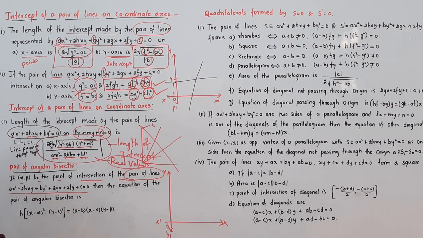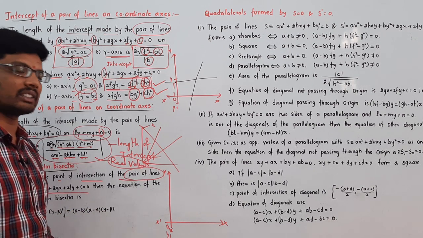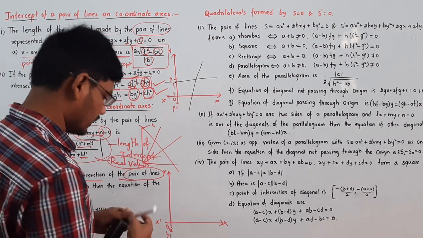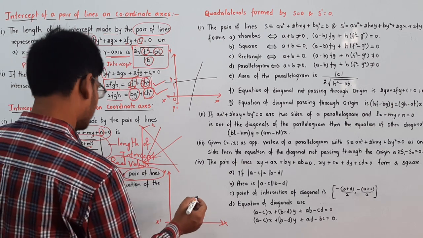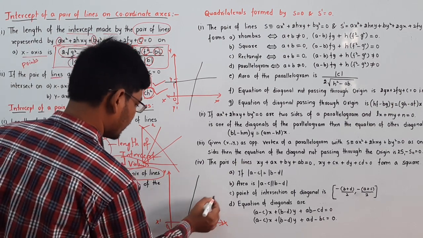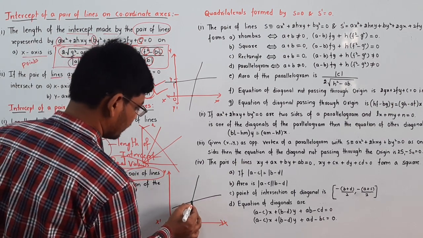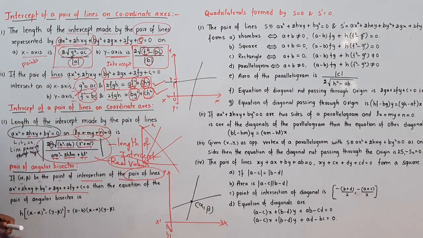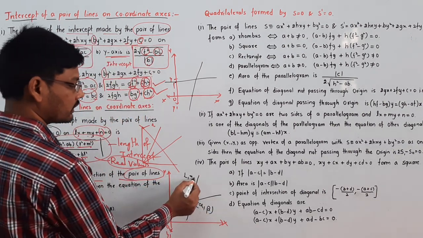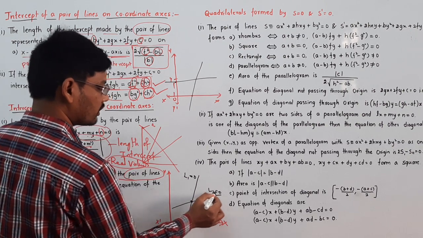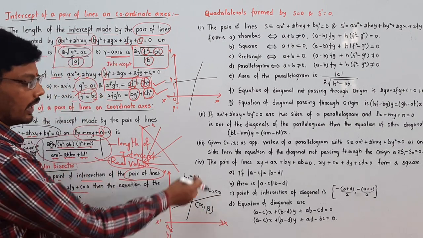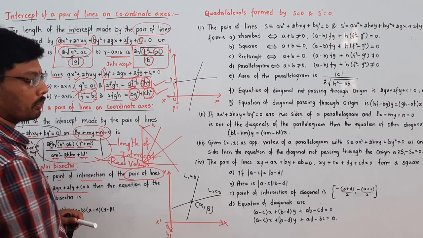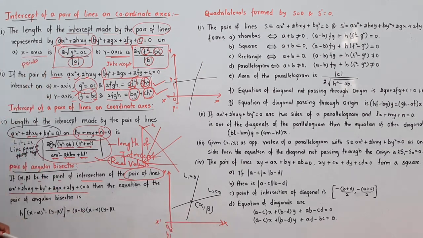It is nothing but a pair of straight lines not passing through the origin, and it has some point of intersection. Here the point of intersection is given as alpha comma beta. The lines here are L1 is equal to 0 and L2 is equal to 0. These are the pair of straight lines, and these two are intersecting at one point. That point is alpha comma beta.